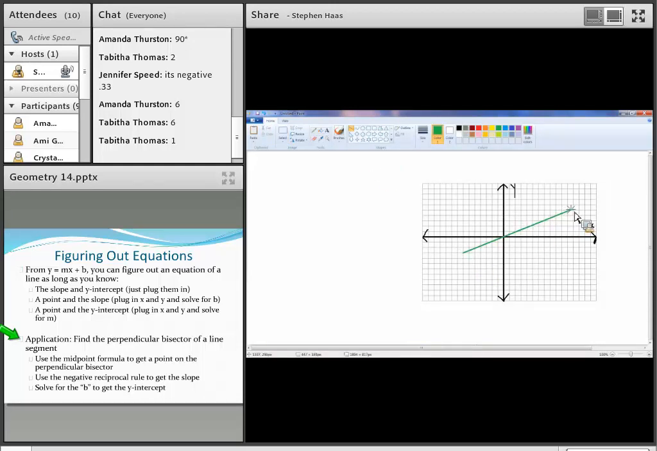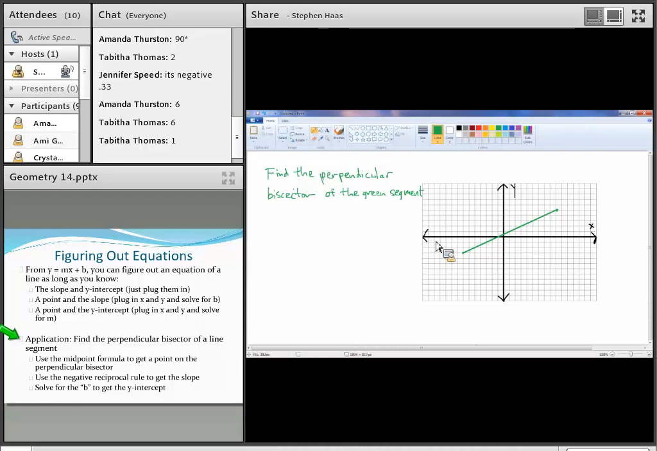I'm just going to draw a line. And I'm going to say, okay, there we go. Now, obviously, this is a line segment, so the two ends of the segment are here and here, and I ask you, find the perpendicular bisector of the green line, segment, not line. Okay. Now, obviously, perpendicular means it crosses at a right angle, and bisector means it crosses at its midpoint.